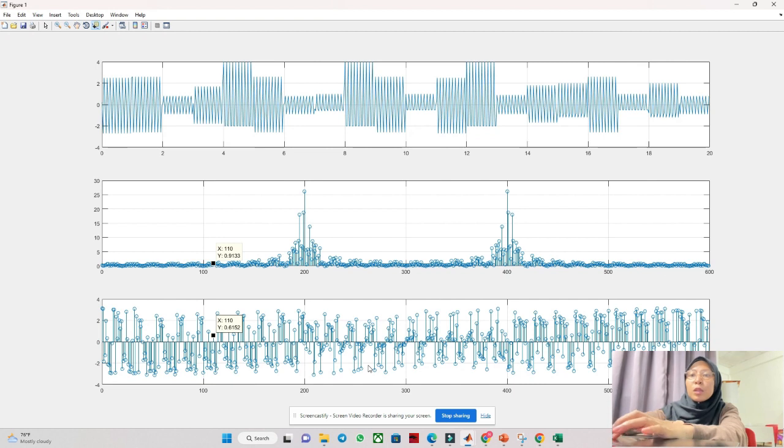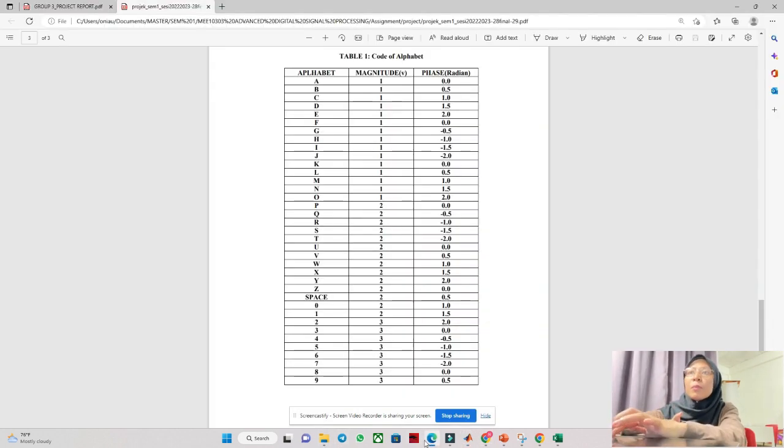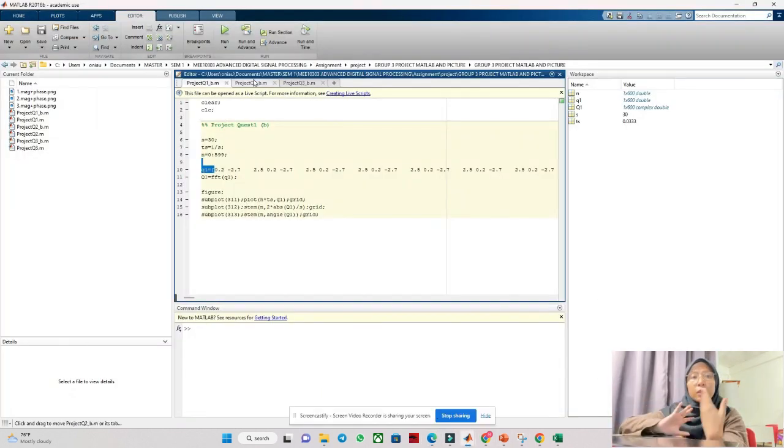With magnitude 1 and phase 1, we can use the alphabet C and M. That's how we encode the signal into the alphabet, and we need to find it in MATLAB for each letter of UTHM Gemilang.